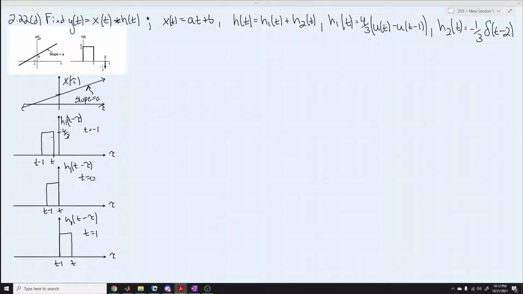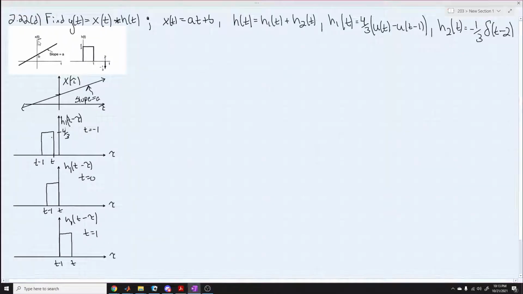All right, so we're going to do a CT convolution example. This is problem 2.22D out of the book. I think this example is going to help with setting up the bounds, and it's going to help explain the properties pretty well. That's why I picked this one.